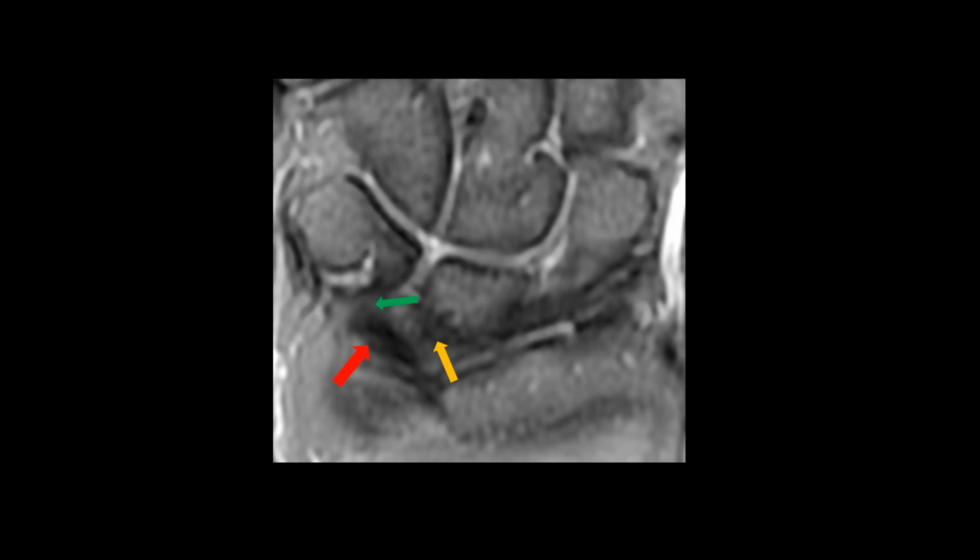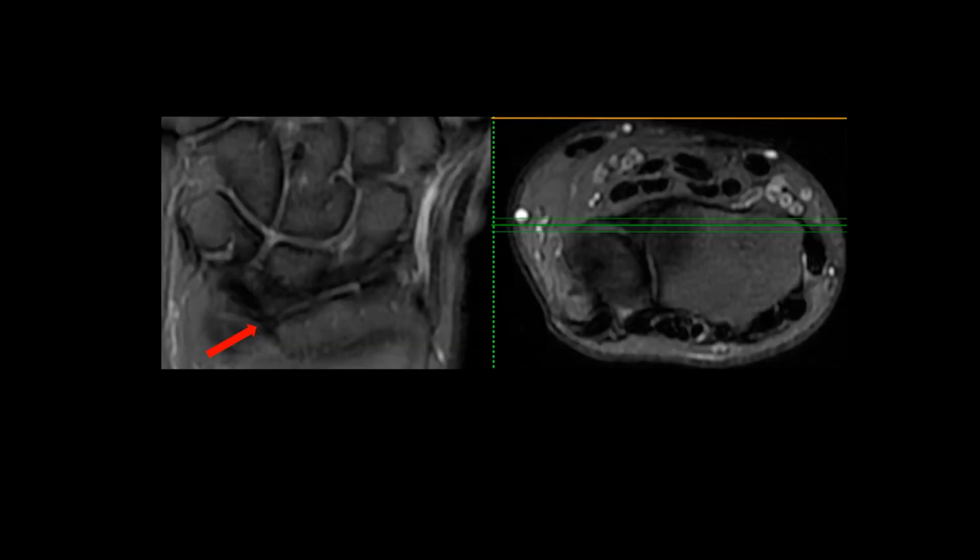The green arrow points to the hypointense fibers extending to the triquetrum, and this is the ulno-triquetral ligament. On this coronal STIR image and its corresponding axial image, the red arrow points to the intact volar radio-ulnar ligament, and we can see it is attaching directly to the bone of the distal radius.